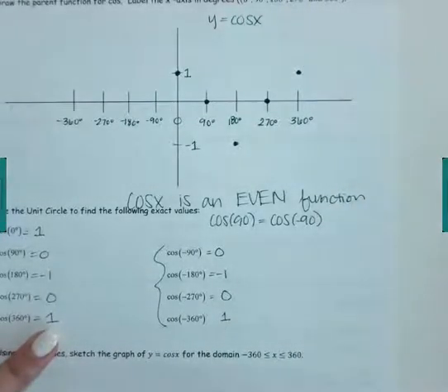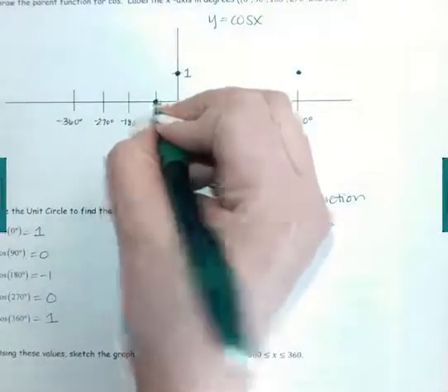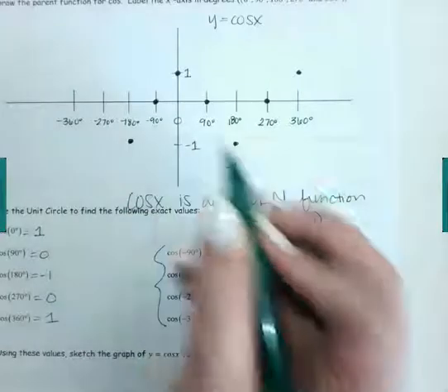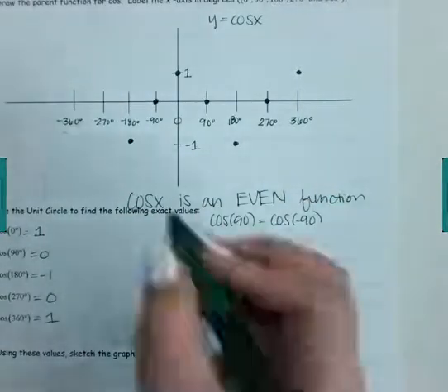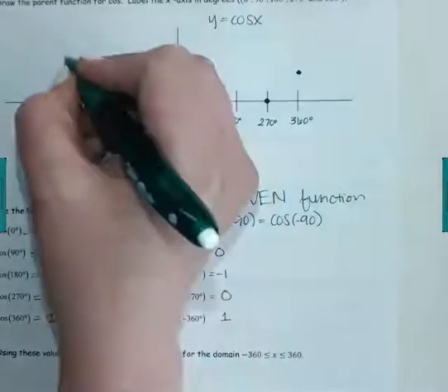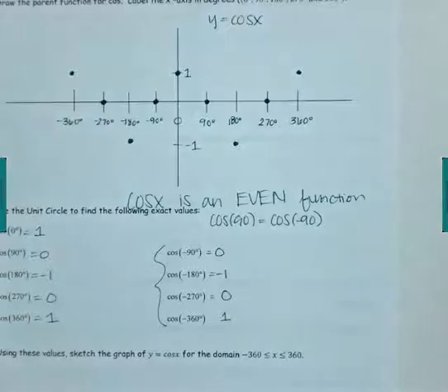Now we're going to go the other way. We're using the exact same dots. So negative 90, it's going to be at 0. Negative 180, it's going to be at negative 1. Next one's going to be back at 0. And then the last one's going to be back at 1. All of that makes sense?